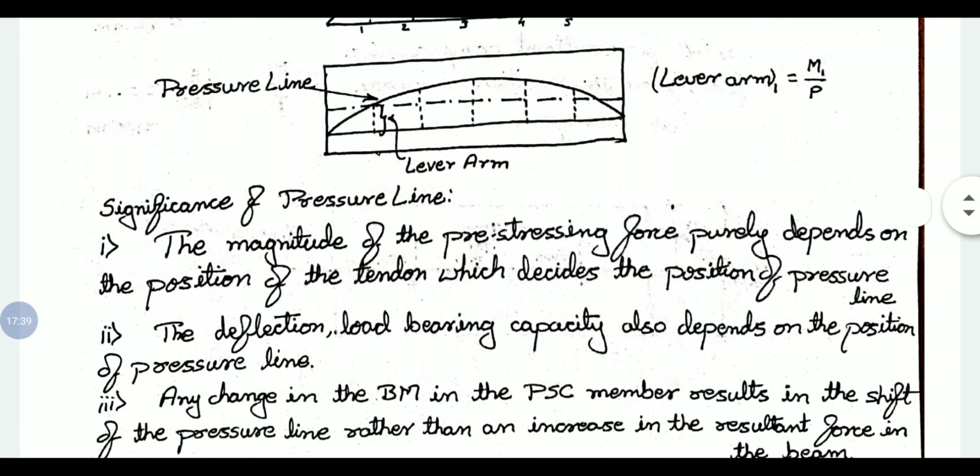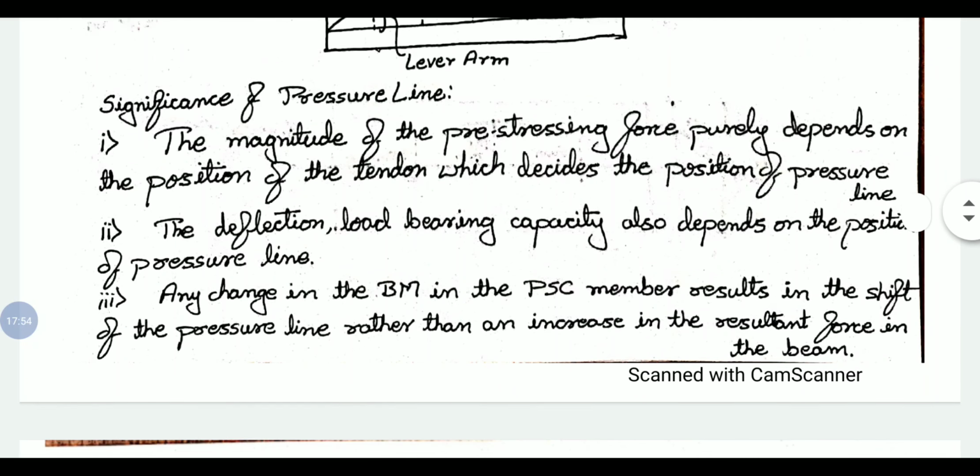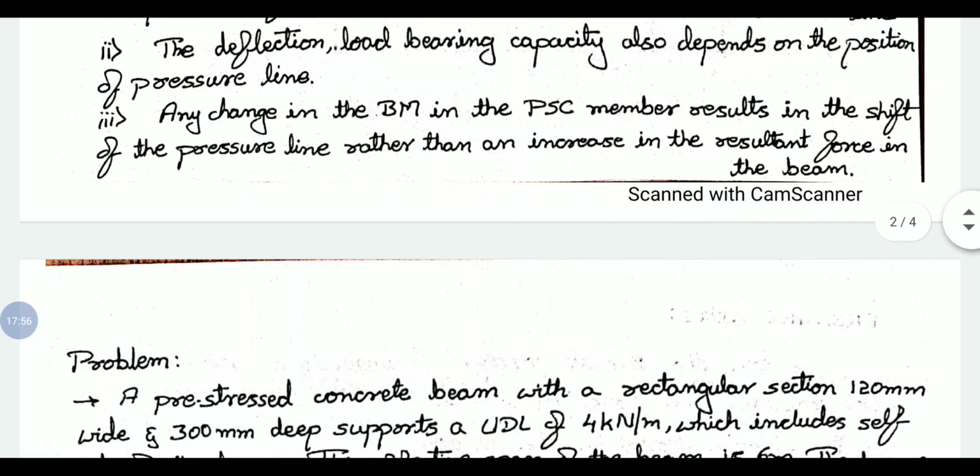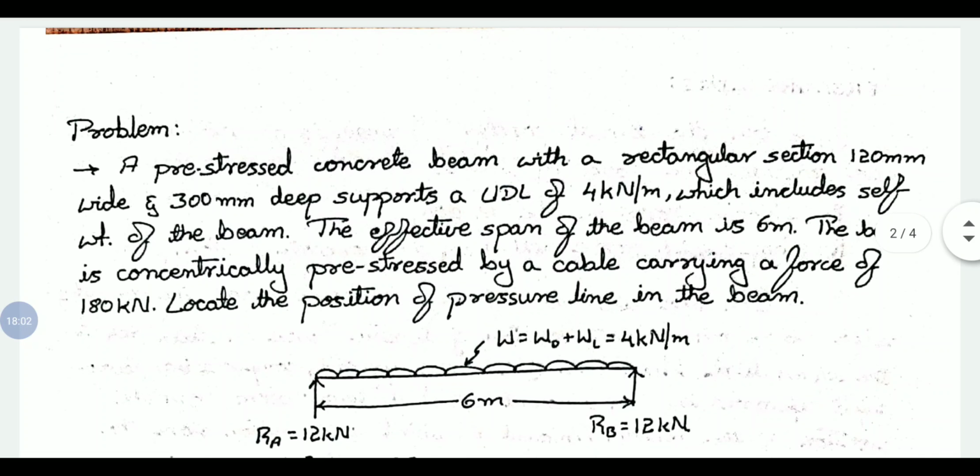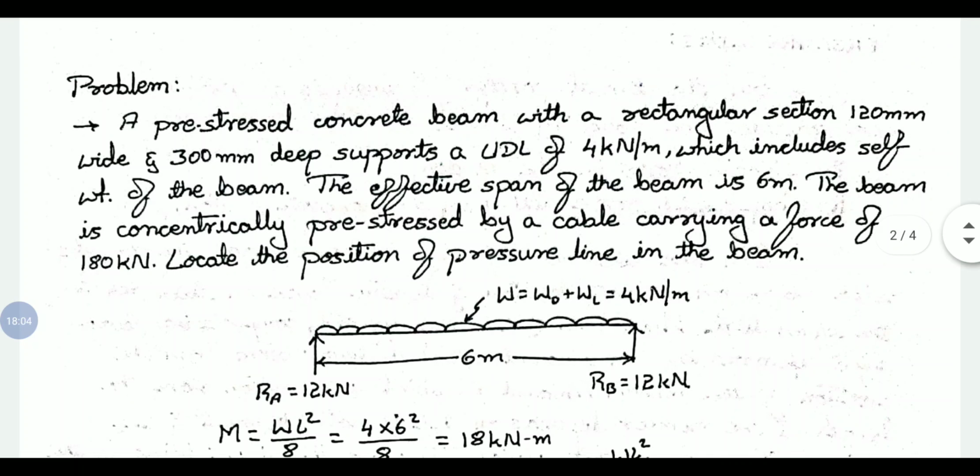So when you increase the load, obviously the bending moment due to load will increase. As the bending moment due to load increases, the pressure line shifts upwards or downwards. When it is increased, it should go upwards. So this is about the pressure line, which is one more important topic. Here we have a few examples to calculate the location of the pressure line.